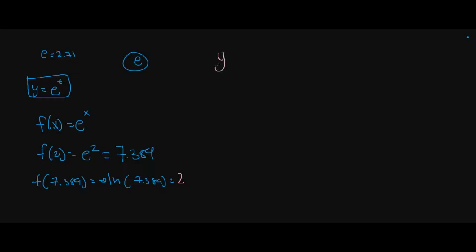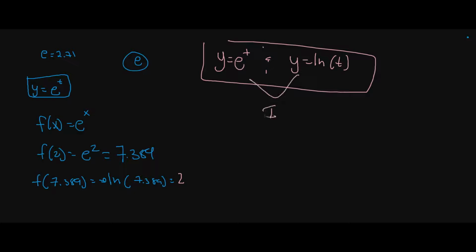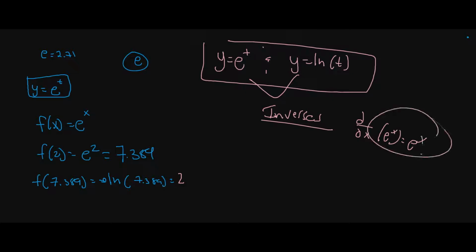Therefore, we can conclude y is equal to e to the t and y is equal to natural log of t, which you read as ln, are inverses of each other. e to the x gets its own special inverse for a lot of reasons. One of the reasons, which you'll one day understand in calculus, is that the derivative of e to the x is e to the x. That's the only function that does that. All right, well, I'm getting too excited here.